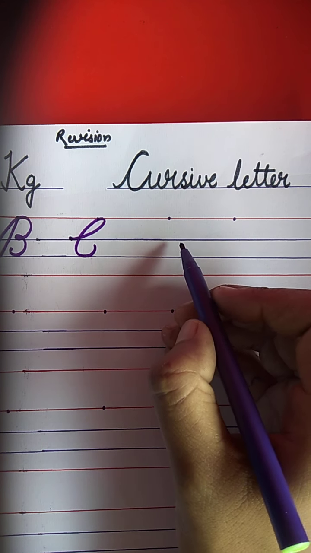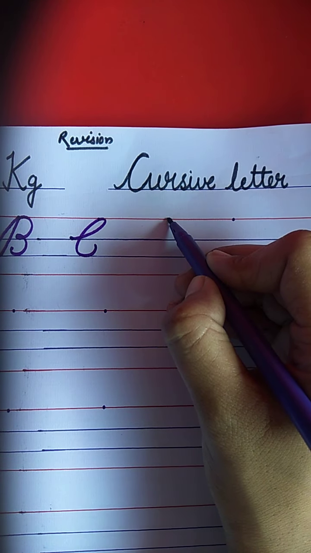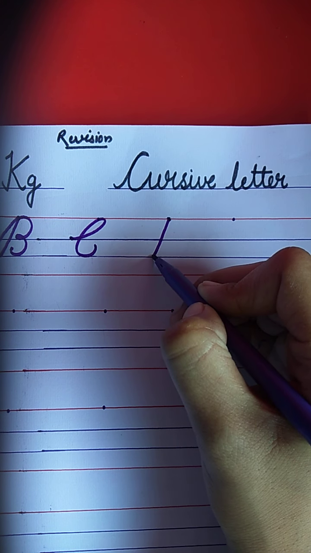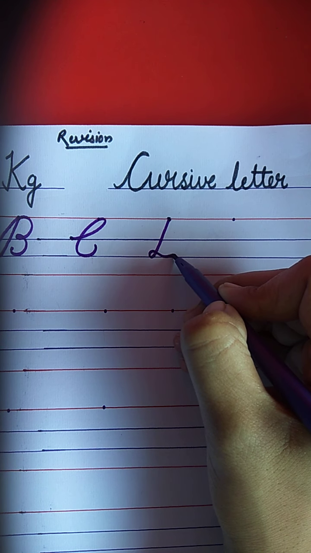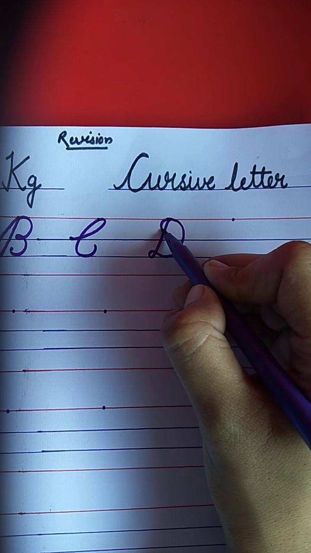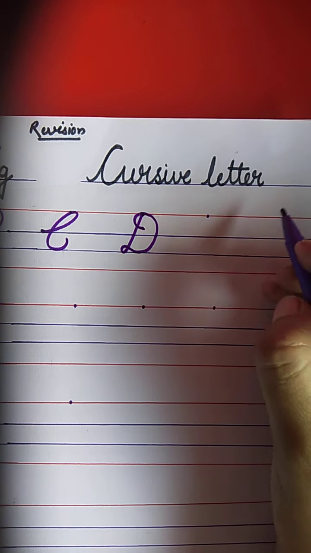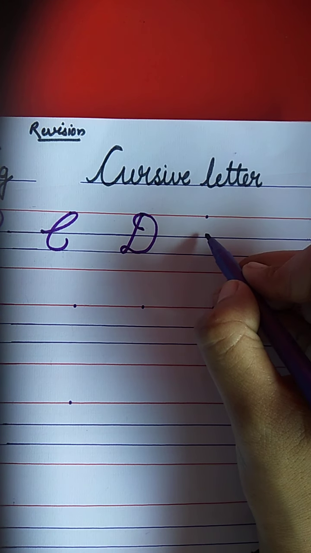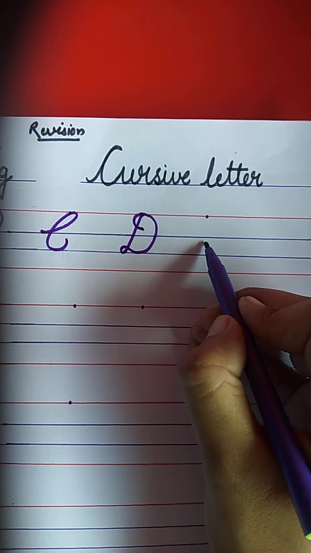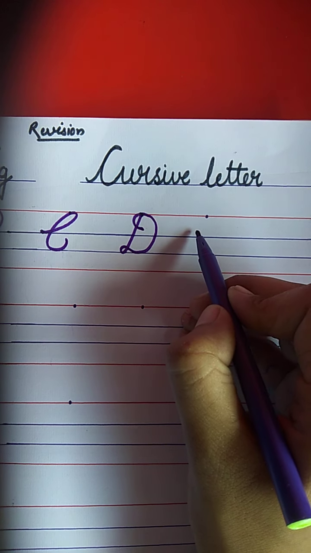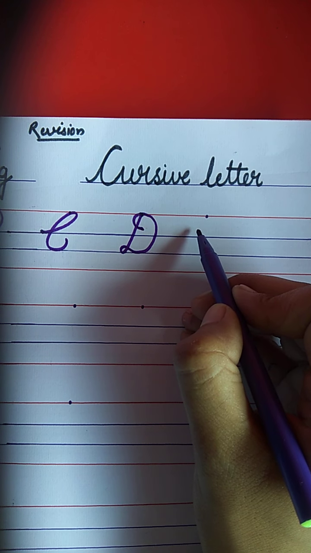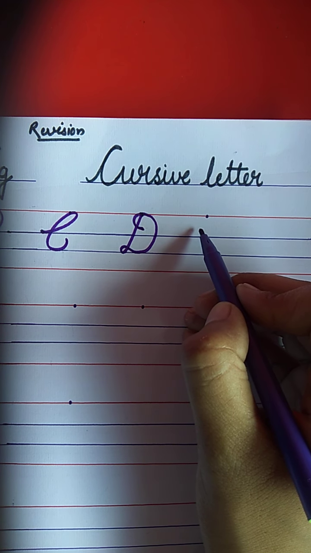D for duck. Put your pencil on a dot. Draw a slanting line, a loop, then a semicircle. This is letter D. D for duck. What is the spelling of duck? D U C K. Duck. Now the next letter is E.